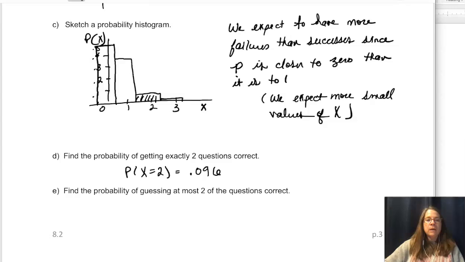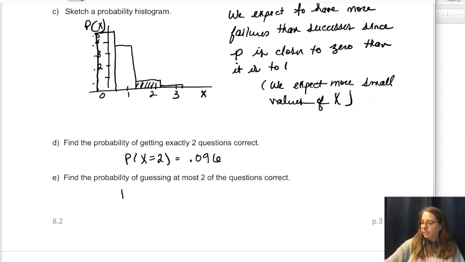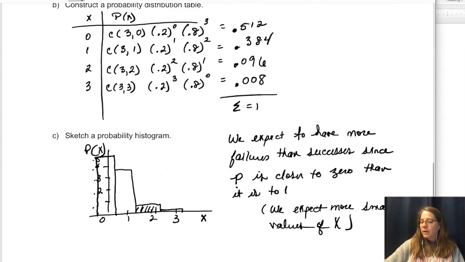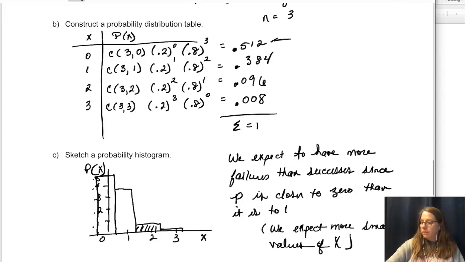Find the probability of guessing at most 2 of the questions correctly. At most 2 questions correct means 2 is the most. Can't go any higher than 2. You have to stay less than or equal to 2. This is found by adding up the probabilities where x is equal to 0, plus 1, plus 2.